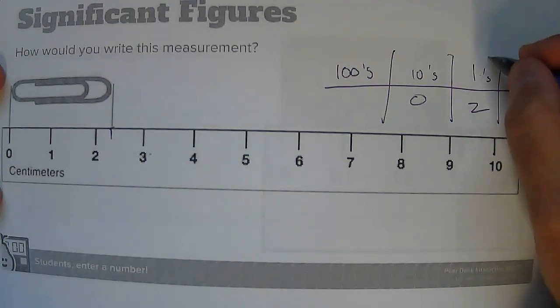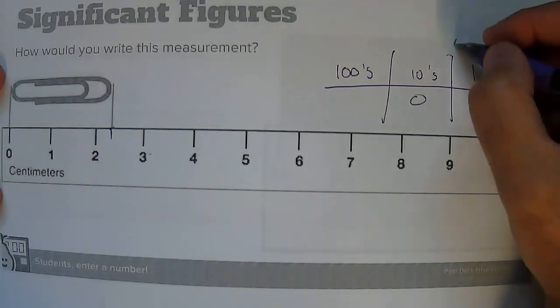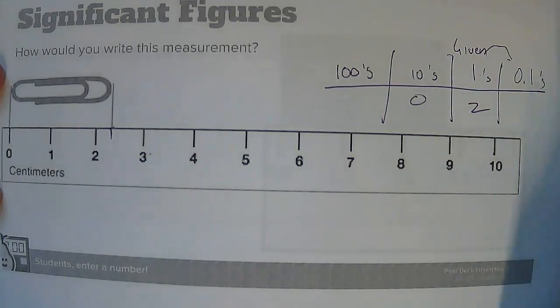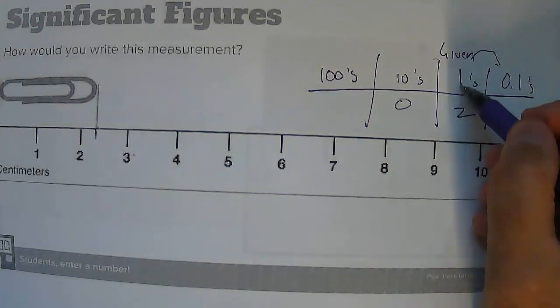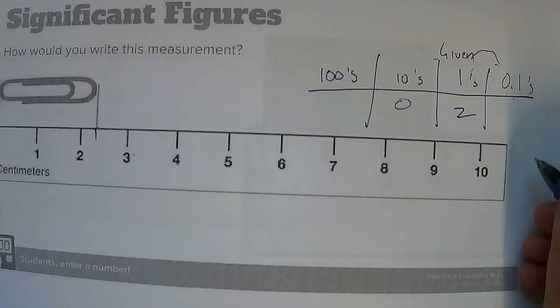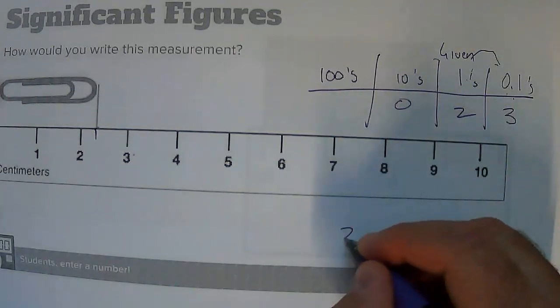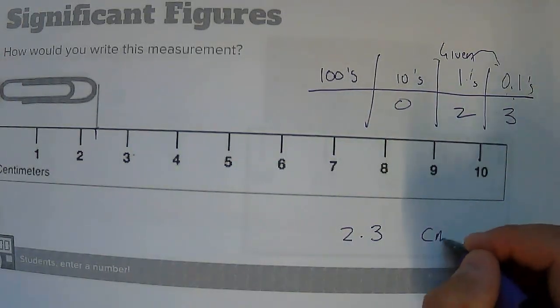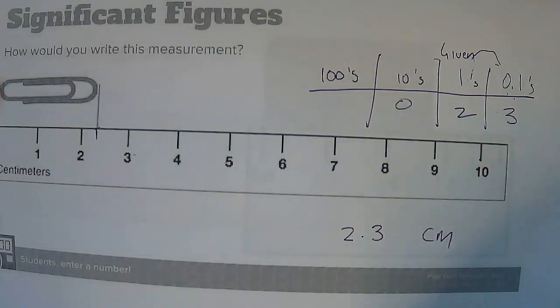We want to estimate one place beyond what's given. This is the given. The ones place is the given, so we're going to estimate to the tenths place. So this is 3. So this is going to be 2.3 centimeters based on this measuring device.